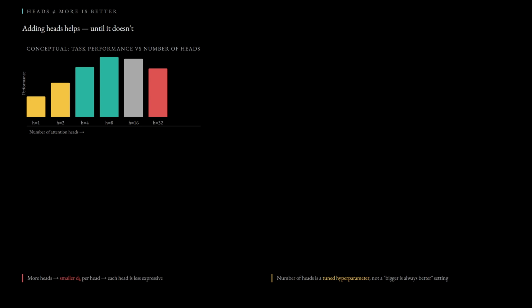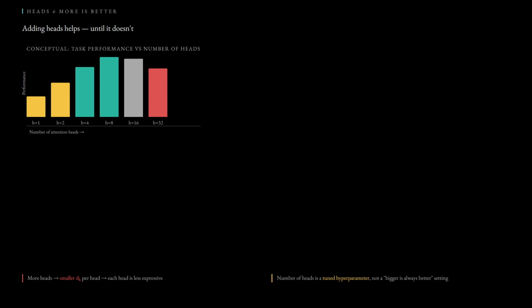The two statements on the screen are the complete lesson. The left one is the mechanism. More heads means smaller d_k per head, and each head is therefore less expressive. The right one is the practical consequence. The number of heads is a hyperparameter you tune through experimentation, not a value you simply maximize.